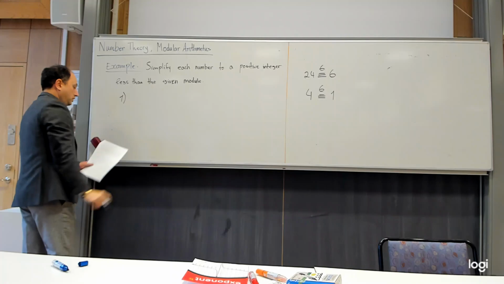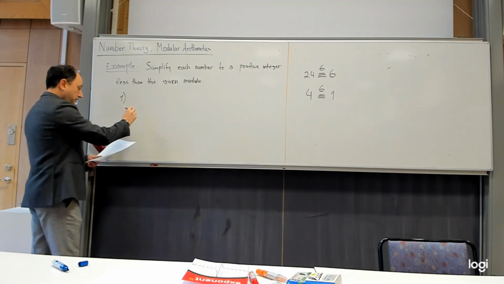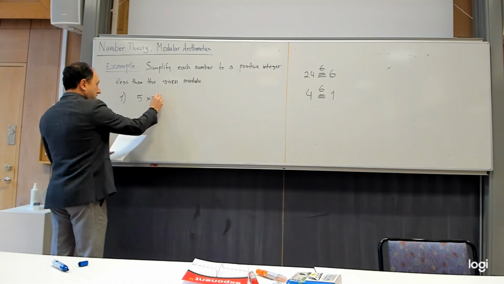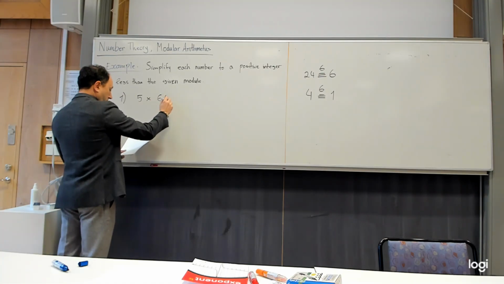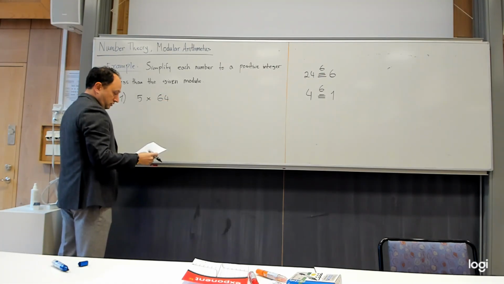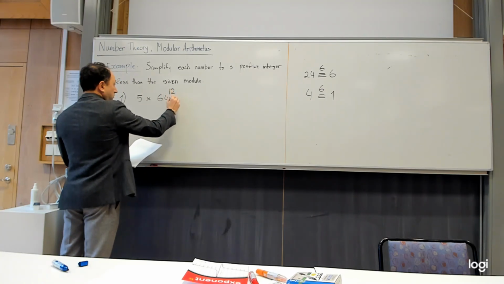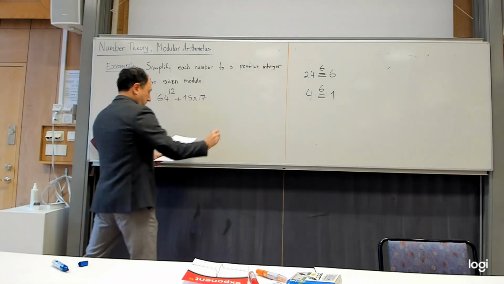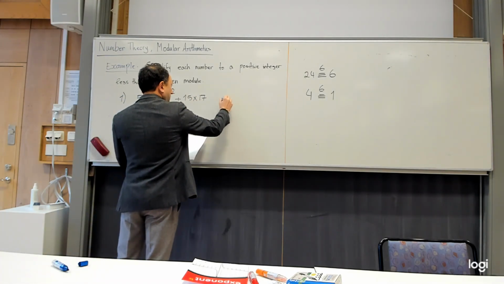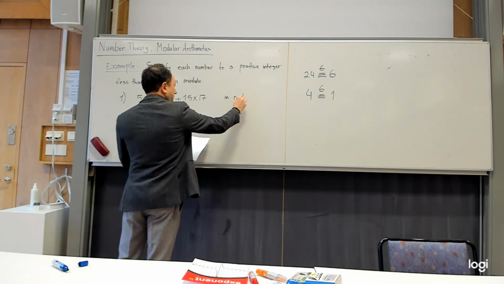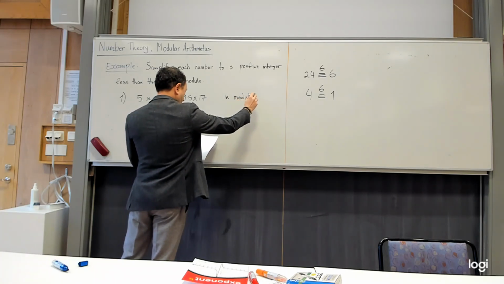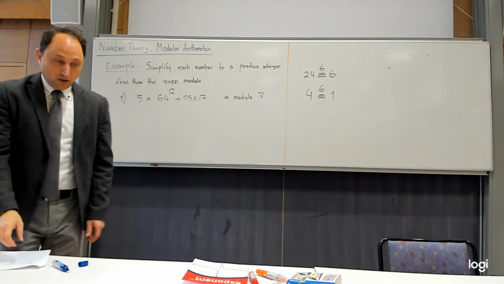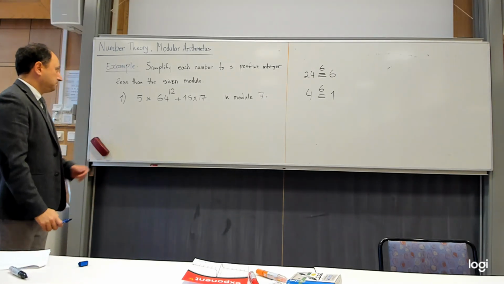So here, number 1, I want you to simplify 5 multiplied by 64 to the power of 12 plus 15 times 17 in module 7. Okay, so let me tell you what it means.